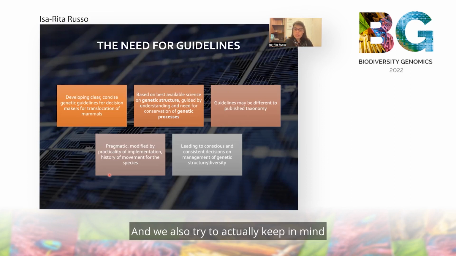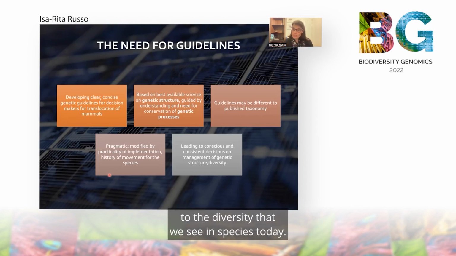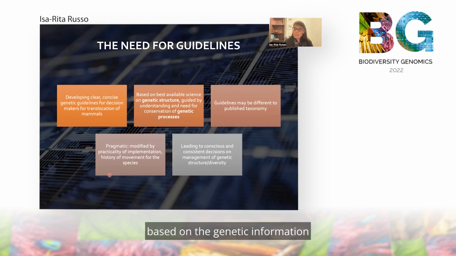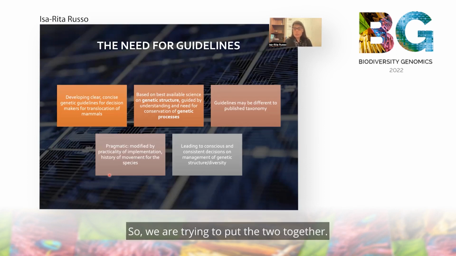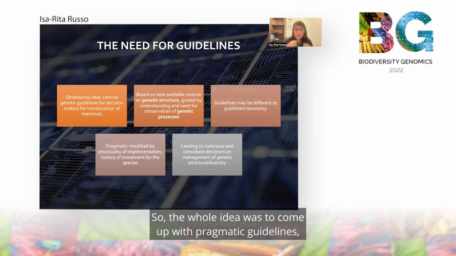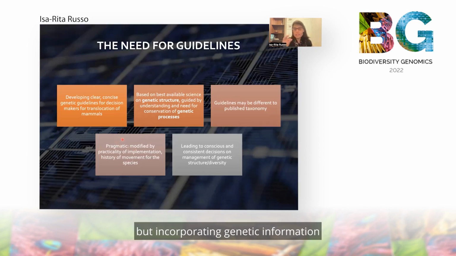We also tried to keep in mind and understand the underlying processes that led to the diversity that we see in species today. And we also kept in mind that often these guidelines that we develop based on the genetic information might be very different from what is published in terms of the taxonomy of species. So we're trying to put the two together. The whole idea was to come up with pragmatic guidelines, but incorporating genetic information into those guidelines, taking into account the actual practicality of implementation.